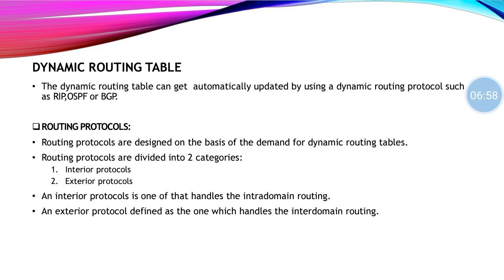Routing protocols are divided into two categories: interior protocol and exterior protocol. An interior protocol is one that handles intra-domain routing. So interior protocol is nothing but when communication is taking place within an autonomous system, whereas exterior protocol takes place in communication between two different autonomous systems. I hope the point is clear. That is also known as inter-domain routing. So intra-domain routing is within a single autonomous system. Inter-domain routing is among 2 or 3 or 4 different autonomous systems.